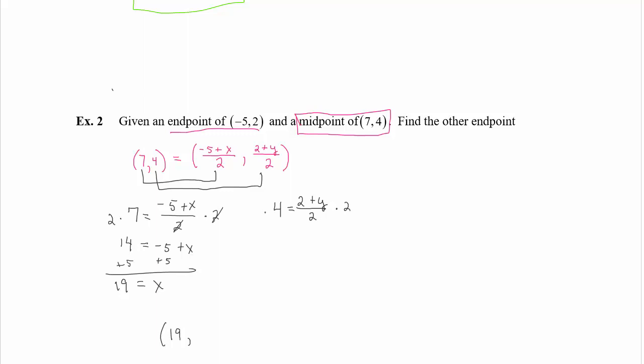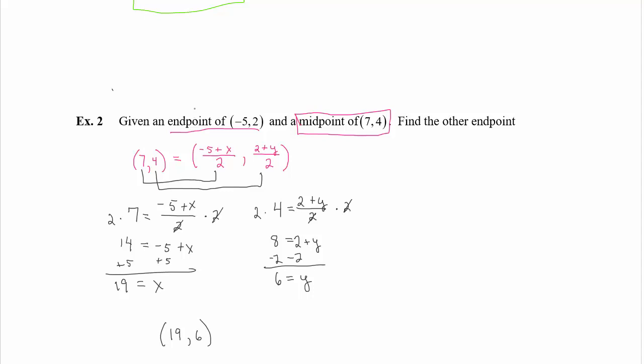Multiply by 2 on both sides. 2 times 4 is 8, equals 2 and 2 cancel out, and you're left with 2 plus y. Subtract 2 from both sides, and you get 6 equals y. So the y-coordinate of our other endpoint is 6.